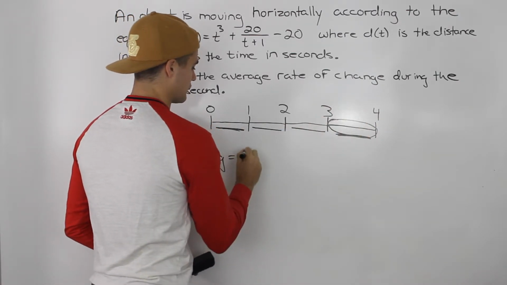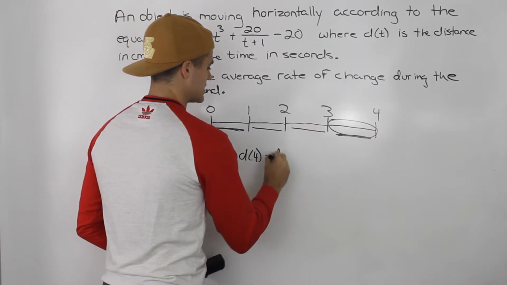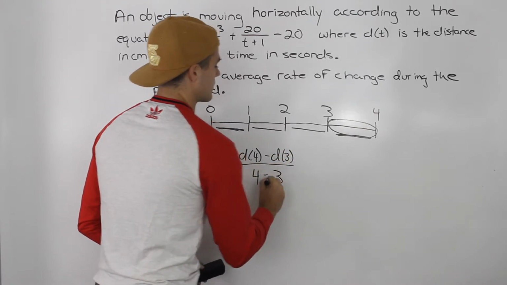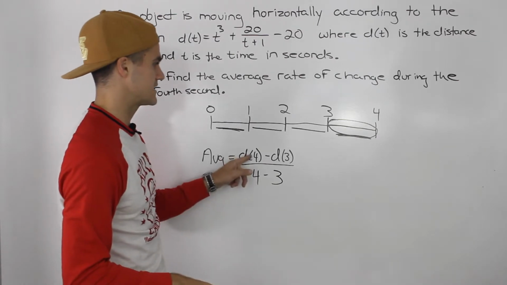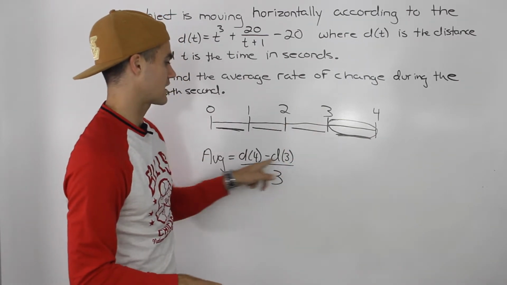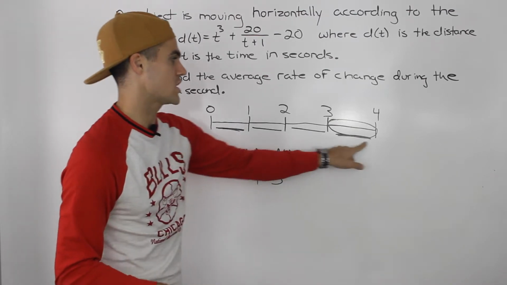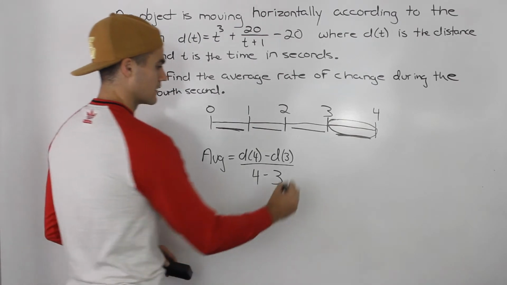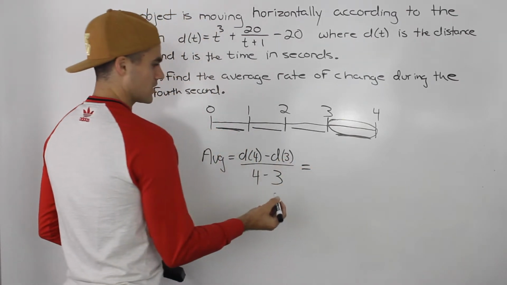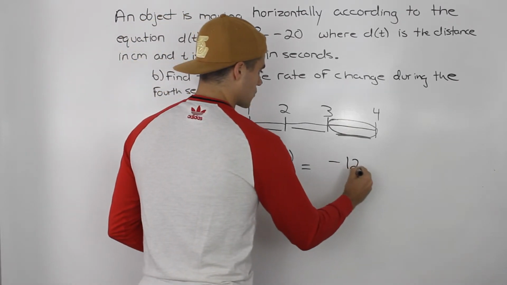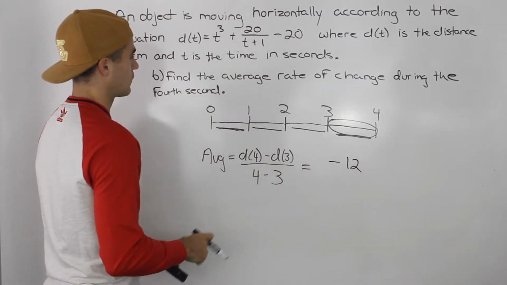So it's going to be d of 4 minus d of 3 all over 4 minus 3. We have to find the distance at the 4th second, subtract the distance at the 3rd second, and that's going to be all over this change in time, 4 seconds minus 3 seconds, which is just 1 second. So d of 3, we actually already found in part A. We know that that is 12.